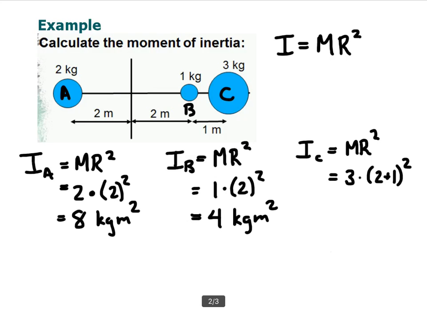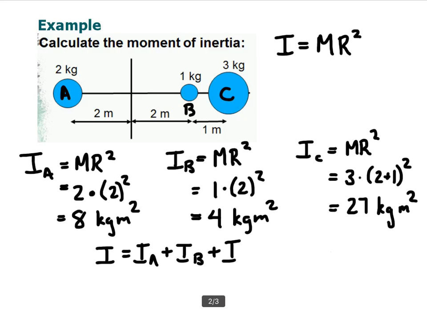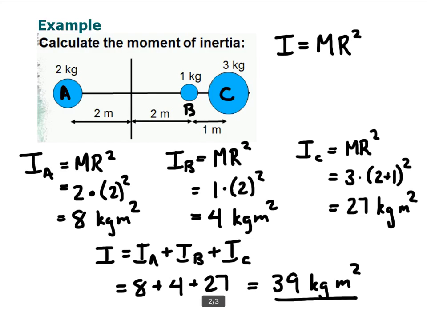Okay, so now that I've carefully looked at that, I plug those numbers in and I calculate 27 kilograms meters squared. So the total rotational inertia of these three objects put together is the sum of their individual rotational inertias. So 8 plus 4 plus 27, and I get 39 kilograms meters squared.